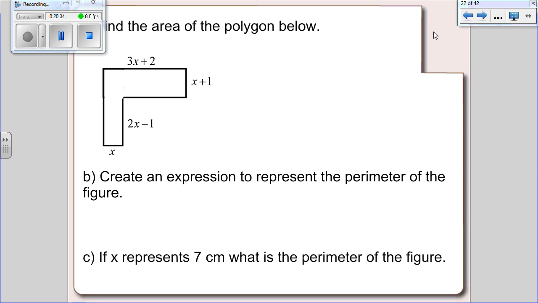So I need to look at this and somehow use what I actually know. What I'm going to do is I'm going to cut this thing in half. By cutting it in half, I'm creating two rectangles. I'm creating this one in the red, and I'm creating this one in the green.